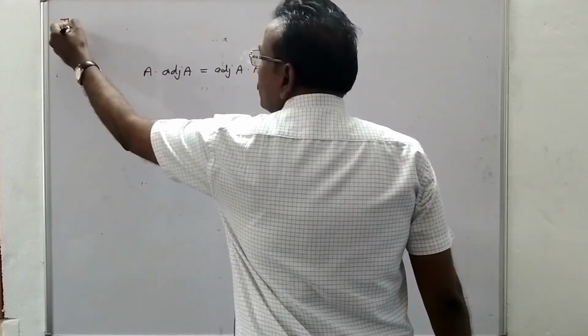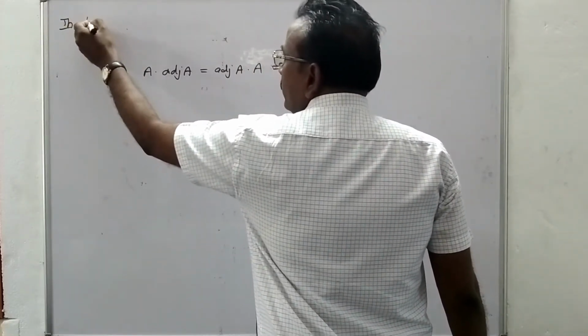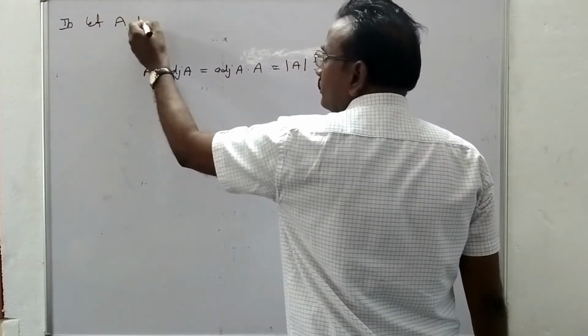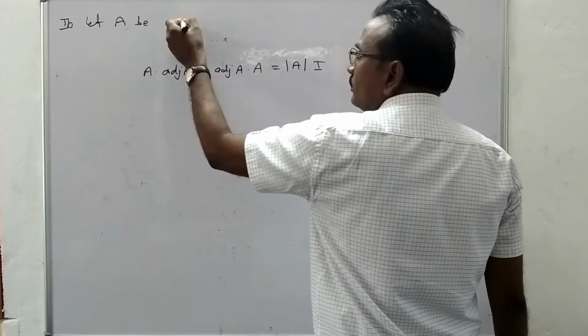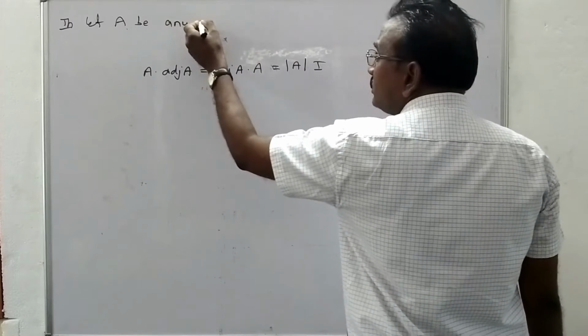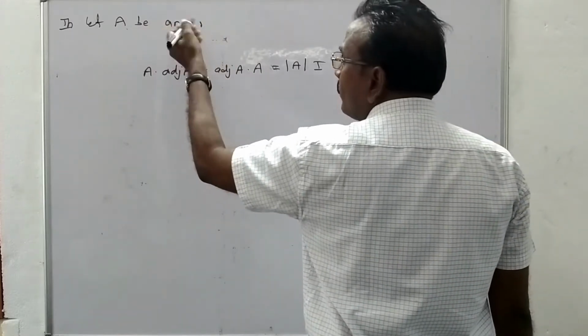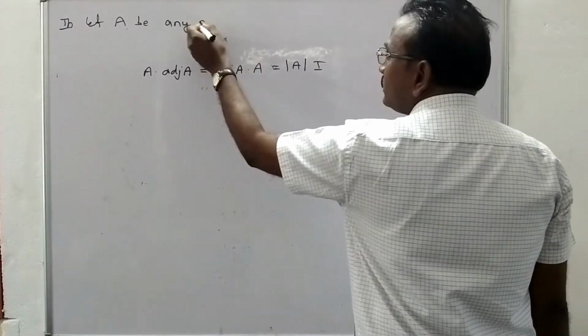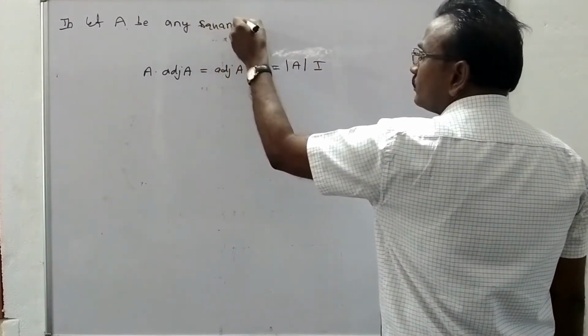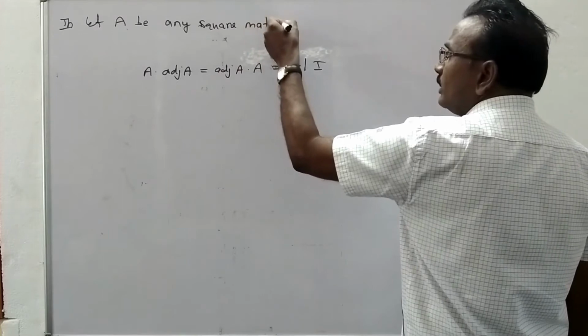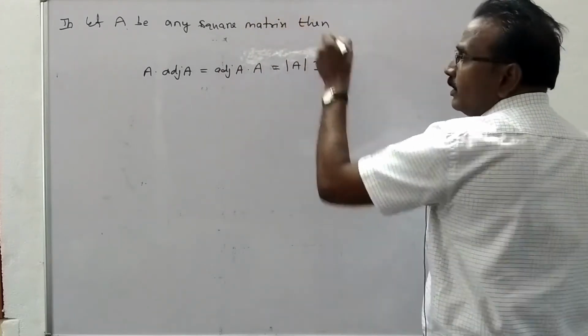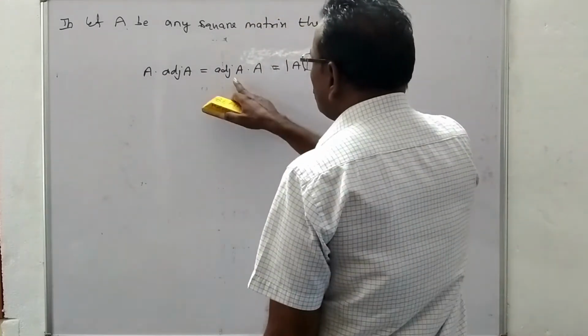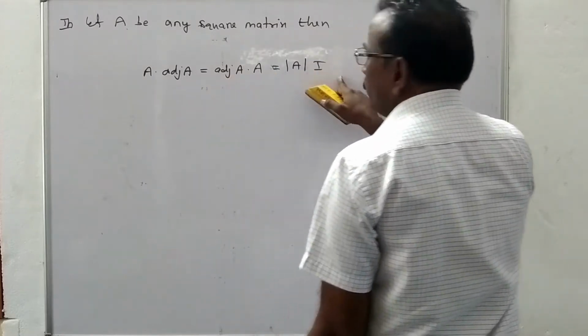So, theorem: let A be any non-singular square matrix. Then A times adjoint A is equal to adjoint A times A, which is equal to the determinant of A times I.